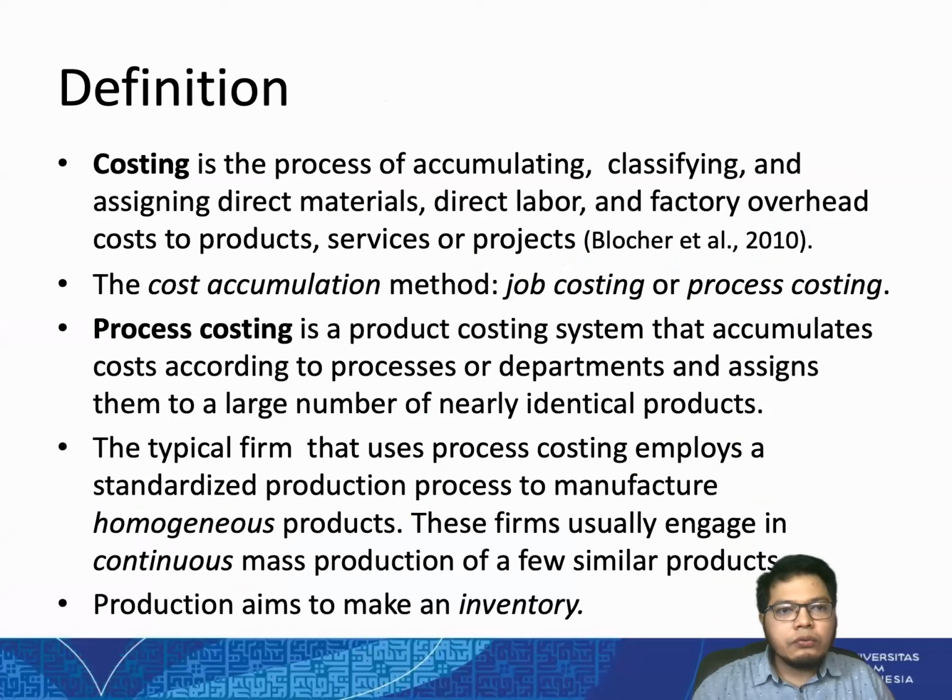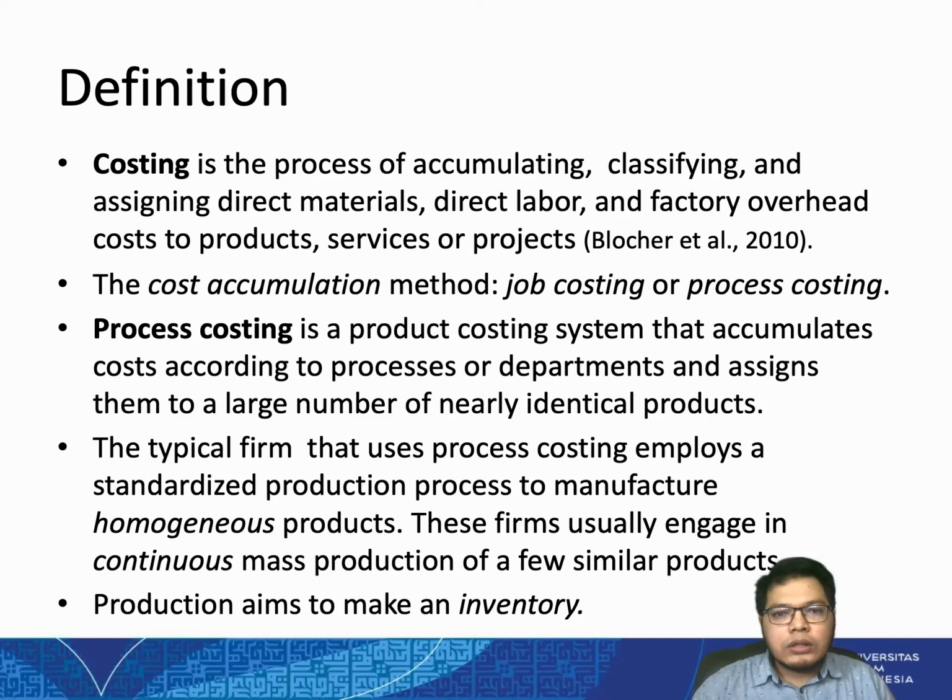Firstly, before that, we need to know what costing actually is. Basically, this is something that I already explained in the topic regarding job costing. It's similar. So costing is the process of accumulating, classifying, and assigning direct material, direct labor, and factory overhead costs to a product, service, or project. So the important costs that we discuss here are direct material, direct labor, and factory overhead costs. These are costs that are related to the production. Okay, and then how to assign them to the end product.